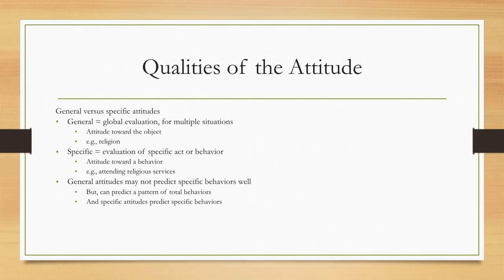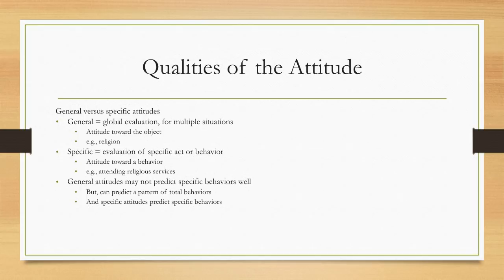The last aspect of the behavior-attitude relationship is going to be that of the qualities of the attitude. So in this particular set, we're looking at general versus specific attitudes. Our general attitudes are going to be global evaluations for multiple situations, so it could be attitudes towards a general object. Specific attitudes are going to be attitudes toward a behavior, an evaluation of a single act or a specific behavior that's taking place in a particular context at a particular time.